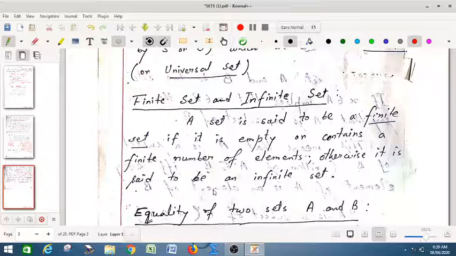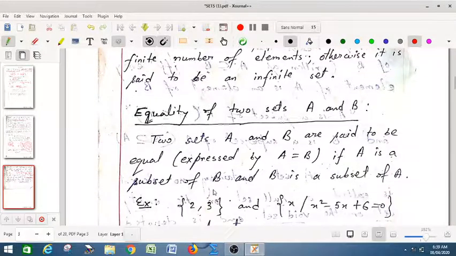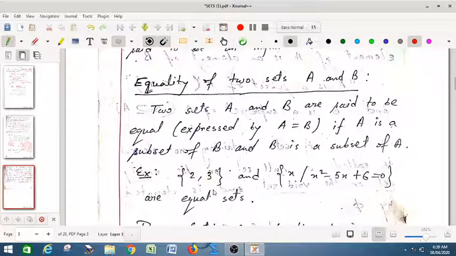Suppose the set of real numbers, set of integers, set of rational numbers, set of natural numbers, all are infinite sets. And we are talking about a set of vowels, that is a finite set. Clear? Next, there is a concept of equality of two sets A and B.